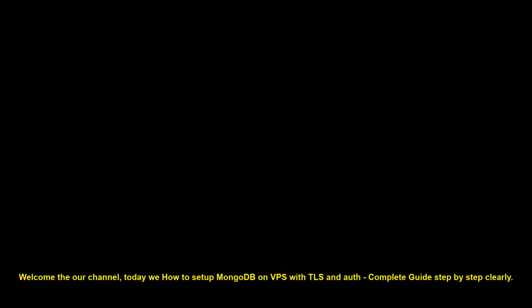by step, clearly. Begin by selecting a suitable VPS provider and create an account. Log into your VPS provider's dashboard and create a new virtual server. Choose a Linux distribution, such as Ubuntu, for your server. Select the server size based on your expected workload. After the server is provisioned, note down the IP address.